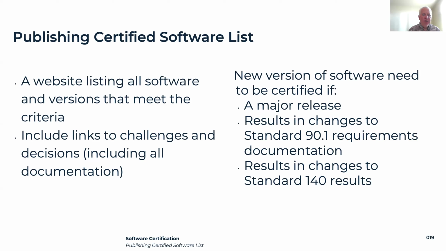So once everything's been submitted, reviewed for completeness, then it's necessary to make a public list, a website, of software that has met all of these requirements. And this website should list all the software and the versions that have been submitted that meet the criteria, and then include if there have been challenges, responses, and decisions, that should be posted along with all the documentation so people can understand what has been submitted and the responses.